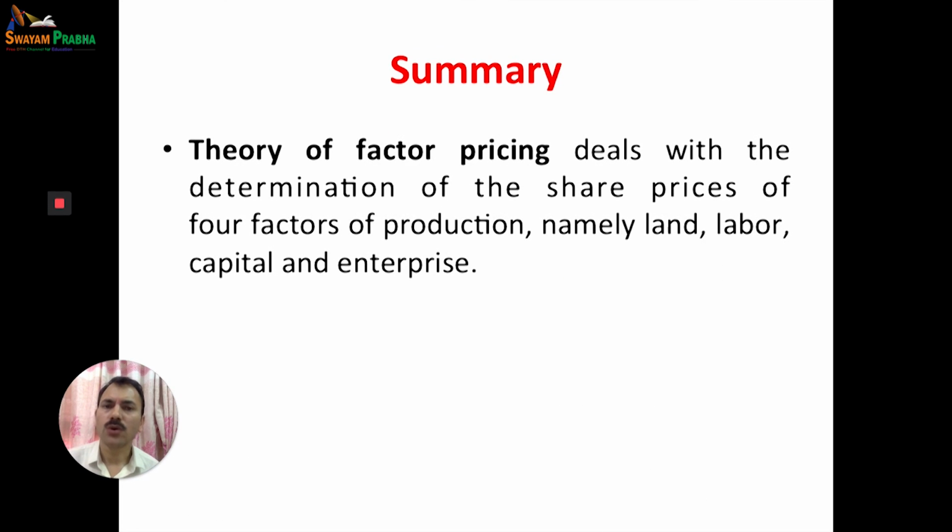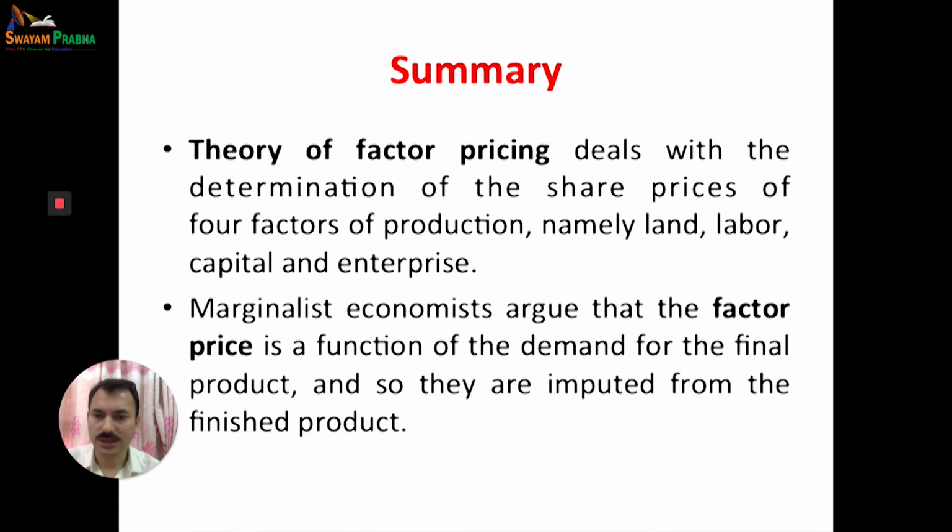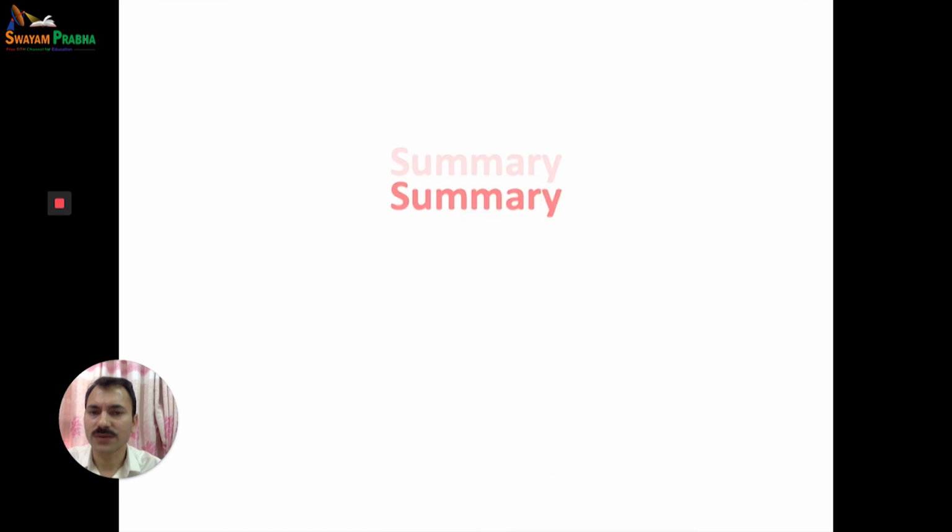Let us now summarize. In this whole module, we have discussed in the first part the theory of factor pricing. Hopefully you are able to know what factor pricing is. Factor pricing deals with the determination of the share of prices of the factors of production, namely land, labor, capital, and entrepreneurship. We have discussed this in detail. Marginalist economists argue that the factor price is a function of demand for the final product, and so it is imputed from that finished product, which we have already discussed.